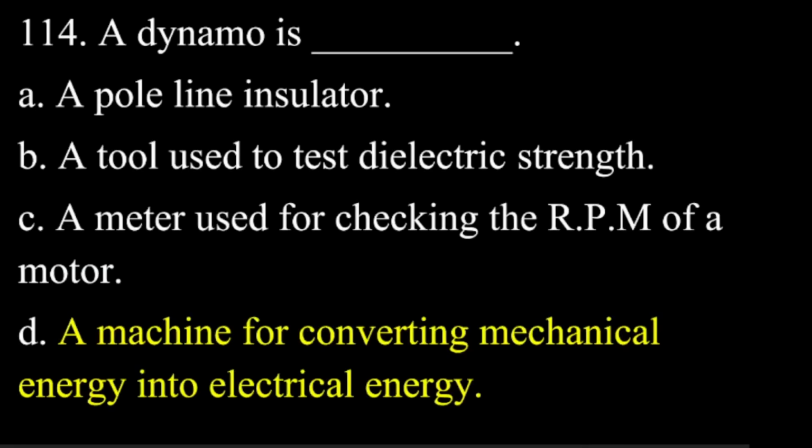A dynamo is blank. A. A pole line insulator. B. The tool used to test dielectric strength. C. A meter used for checking the RPM of a motor. D. A machine for converting mechanical energy into electrical energy.